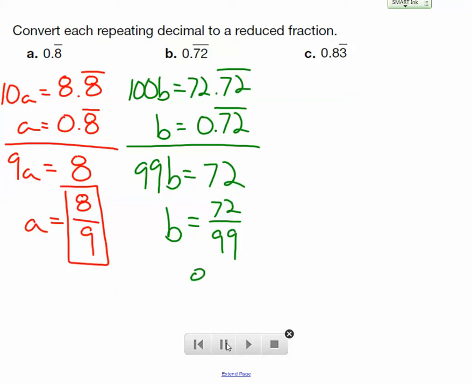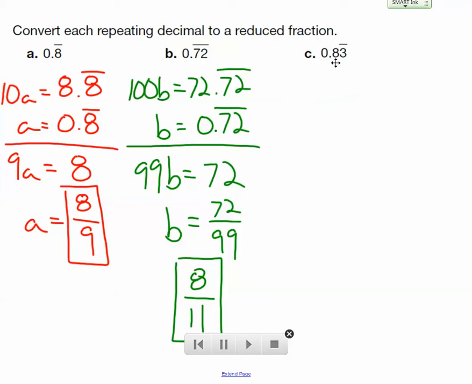Both of those are divisible by 9. So I get 8/11ths. 72 over 99 is 8/11ths when we reduce that fraction. And type 8/11ths into your calculator. You'll see that it's 0.72, 72, 72, 72. It's 0.72 repeating. Now C is a little bit different, and we got to throw this one in here.